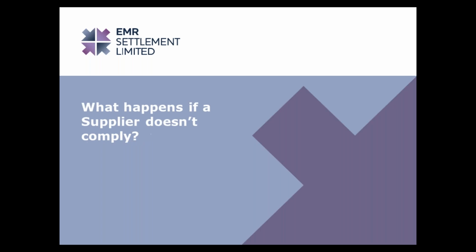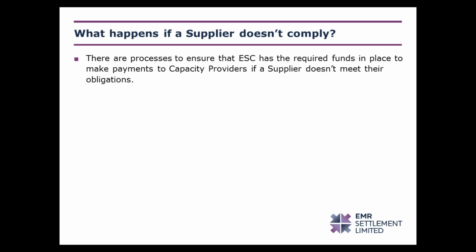We're now going to turn on to what happens if a supplier doesn't comply. So there are processes in place to ensure that ESC has the required funds in place to meet their obligation to pay capacity providers if a supplier doesn't meet their obligations. So if someone doesn't comply, we've got something in place to try to minimise the impact on the rest of the market and capacity providers themselves.